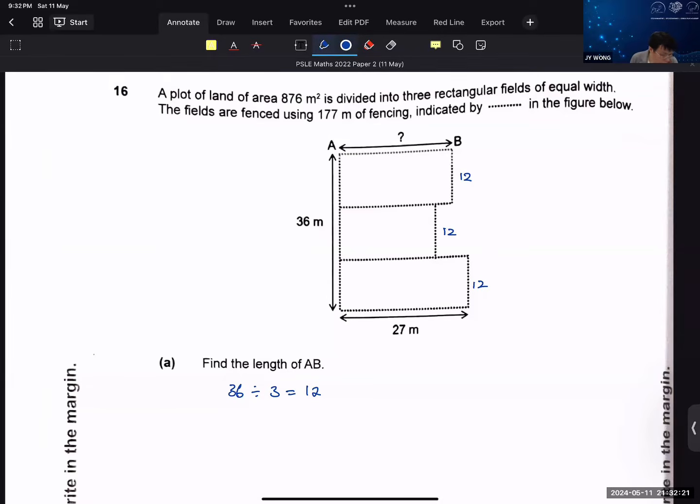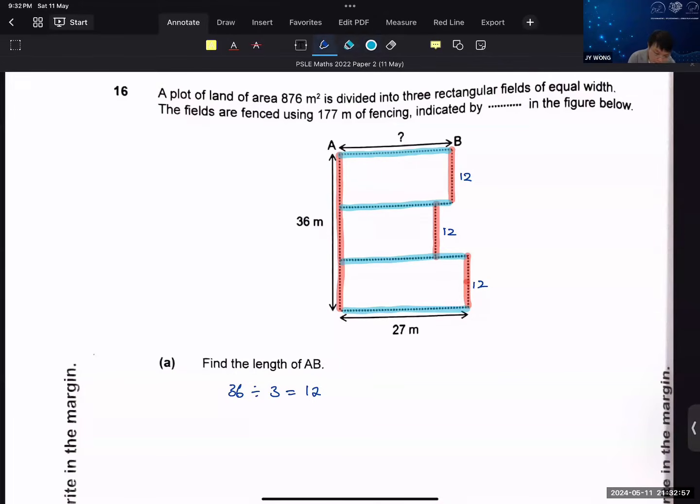Okay, so how do we find that? Your total perimeter is 177. What can we find? We can find this part over here. So this is 36. We can find this is 12. This is 12. This is 12, which is also 36. So what are the parts that we do not have that we need to find? I need to find this part, this part, this part, and this part.